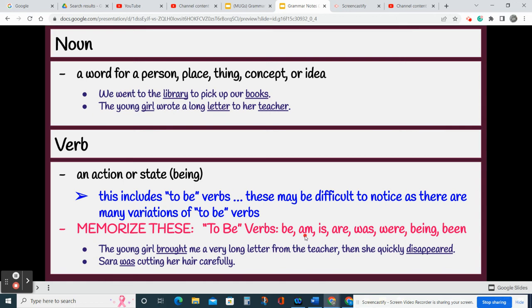The young girl brought me a very long letter from the teacher, then she quickly disappeared. Brought and disappeared are what the girl did. Those are actions. Sarah was cutting her hair carefully. Was is your primary verb there. You could lump was cutting together, but we're looking at words individually. That's why was is our to be verb that we're looking for here.